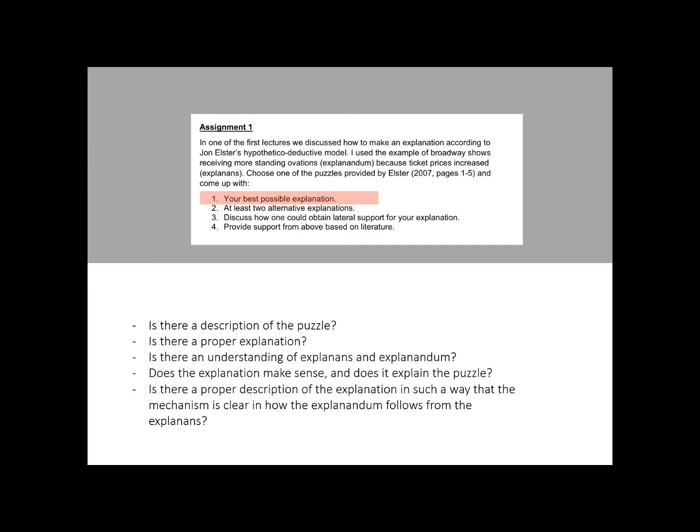Is there a description of this puzzle? Is there a proper explanation? Is there an understanding of explanans and explanandum? That was really this thing: we have something that we want to explain, and we use something to explain it. That's this explanation schema that we have, explanans and explanandum. Does the explanation make sense? And does it explain the puzzle?